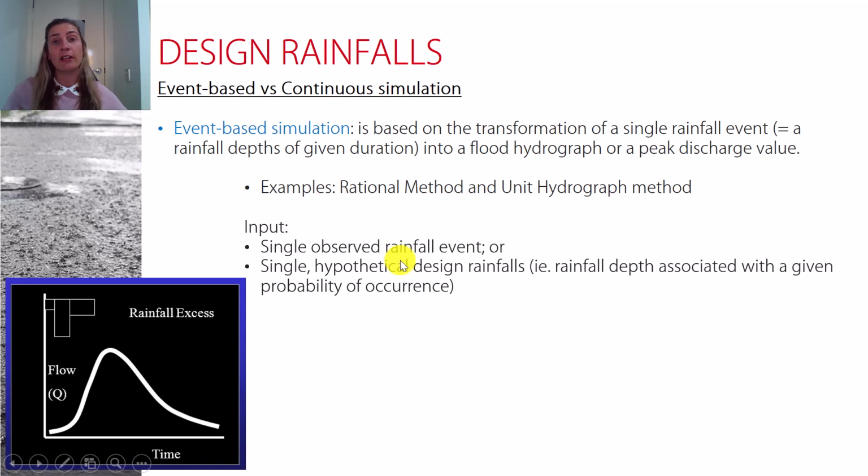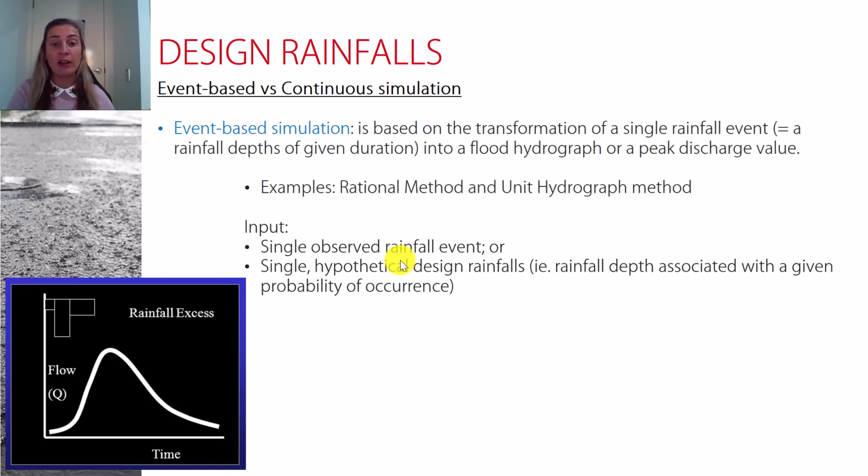So one event doesn't necessarily mean it's a design rainfall. A single rainfall event could be an observed rainfall event. For example, if today we had 100 millimeters of rainfall during a period of 5 hours, we can use that as input and see what the resulting peak discharge or the resulting hydrograph is.